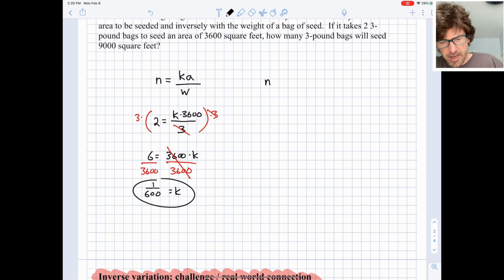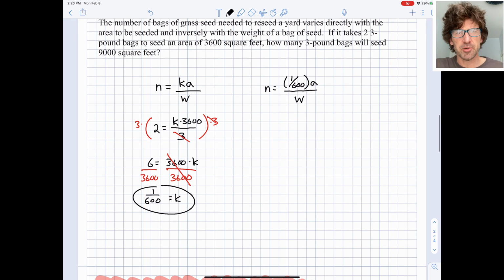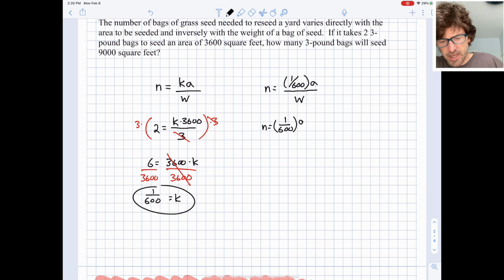So now we can write out our specific equation for this particular scenario. We have our number of bags is 1 over 600 times the area in which we have to seed divided by the weight of a single bag. And now we can plug in the particularities for this 9,000 square feet situation. So the number of bags will be 1 over 600 times 9,000 square feet divided by the weight of a single bag, which is 3 pounds.